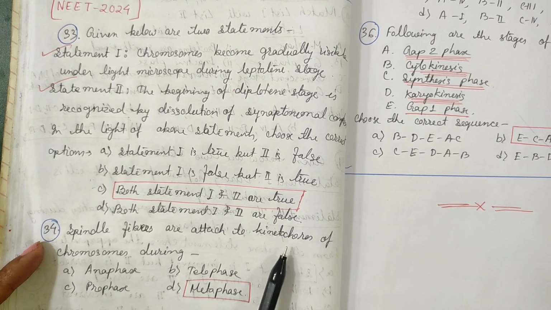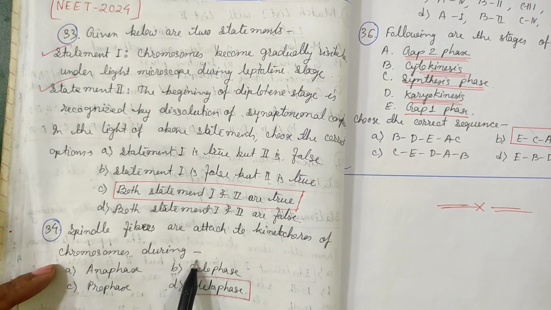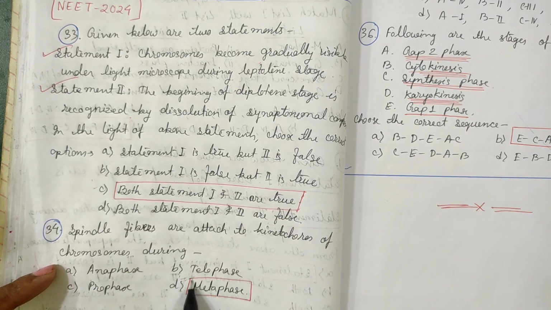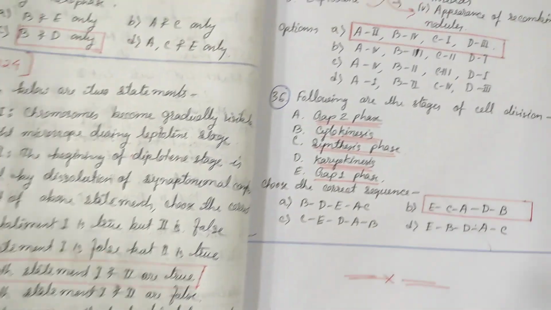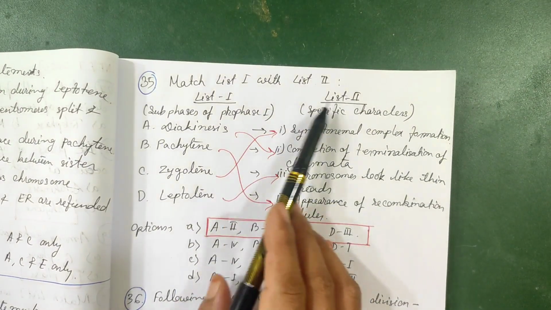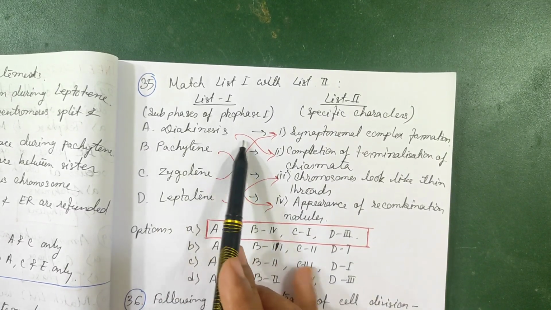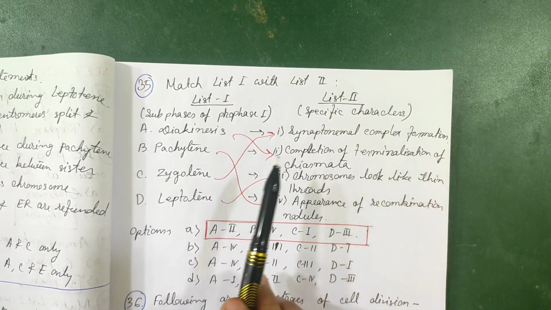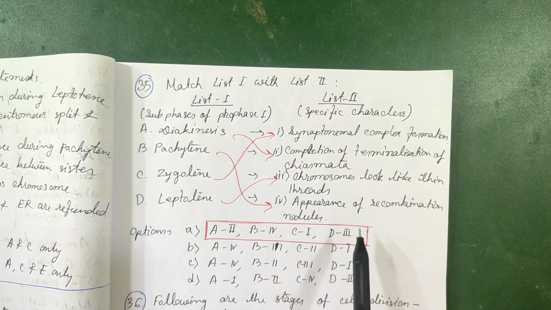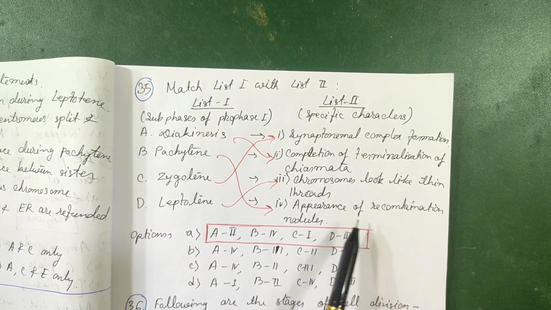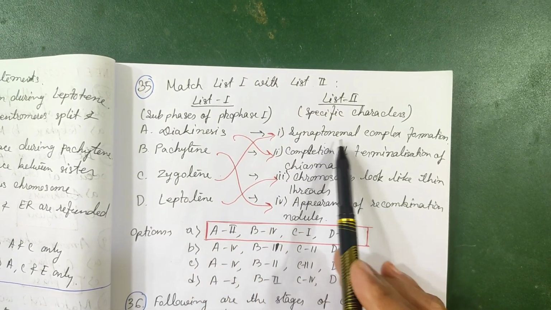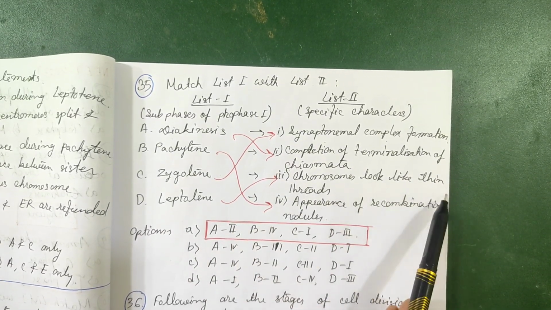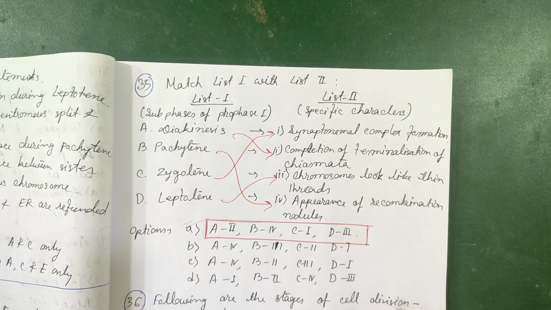Next, spindle fibers attach to the kinetochore of chromosomes in the M phase, or metaphase stage. Okay. Next, match list 1 with 2: diakinesis is the completion of terminalization of chiasmata, and the pachytene stage is the appearance of recombination nodules where crossing over takes place. Next, in the zygotene stage the synaptonemal complex is formed, and in the leptotene stage chromosomes look like thin threads. So option A is correct.